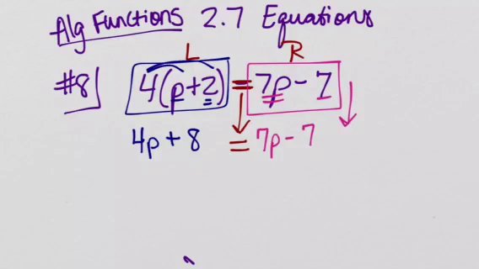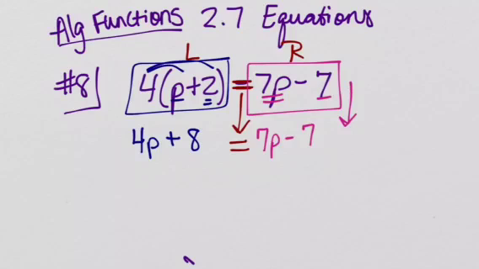Now if you notice, there's a P term on the left and a constant, and on the right there's also a P term and a constant. So we need to decide, pick a side for the letters, pick a side for the constants. So I'm going to move the P's to the left side and the constants to the right. That's going to be my goal. So let's go ahead and do that.